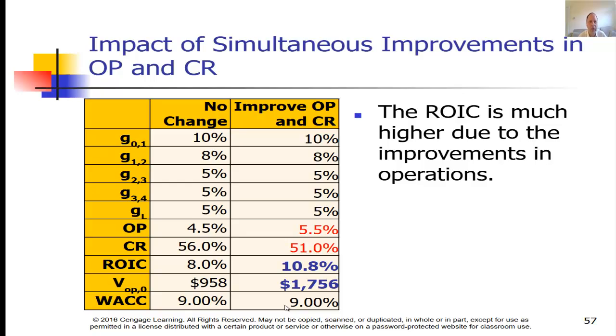If we can do both of these at the same time, the impact of simultaneous improvements in OP and CR, again, operating profit going from 4.5% to 5.5%, and capital requirements going down from 56 to 51, then we get a ROIC of 10.8, which is well above WACC of 9, and our value of operations goes from 958 to 1,756.